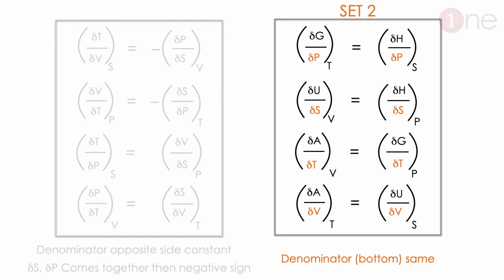The second set of equations is easy, where the denominator is the same on both sides and the constant we will derive very easily. We will see one by one.